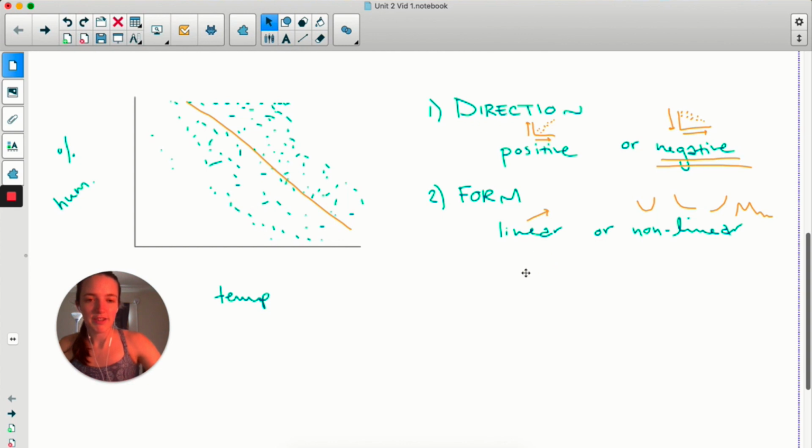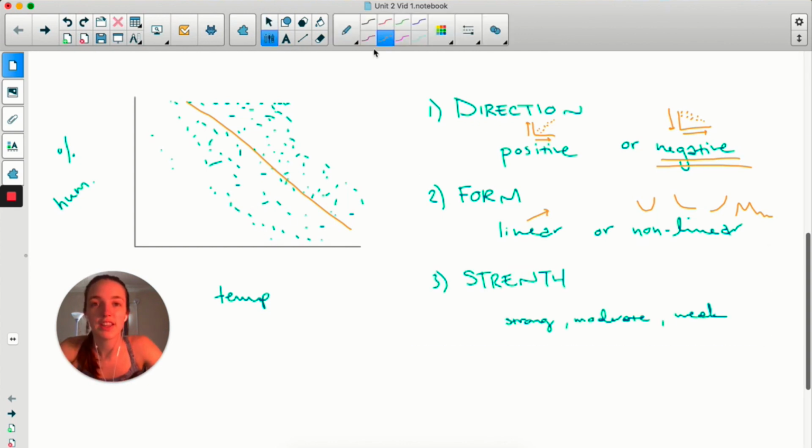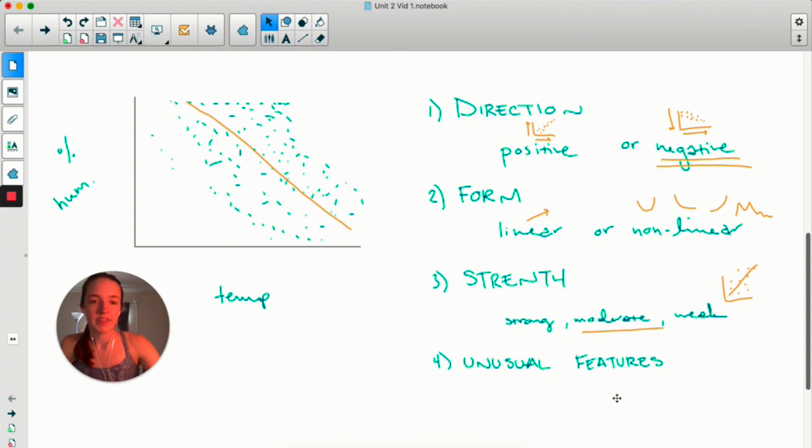The third thing you need to have is strength. The strength describes how closely the data points fit the pattern. So if we look at these points, I would say that this is moderately strong. A weak strength would look like a cloud of points. There is maybe some kind of line, but it's not very strong. And then the last thing we need is any unusual features, anything you notice that is a little odd. For this example, like I said, there's these points over here that are curved, but other than that, no points that seem like outliers. Mostly we have a moderately strong, negative, linear pattern.